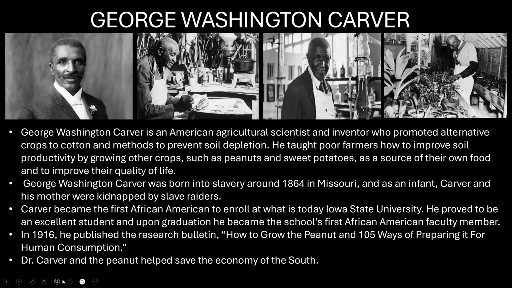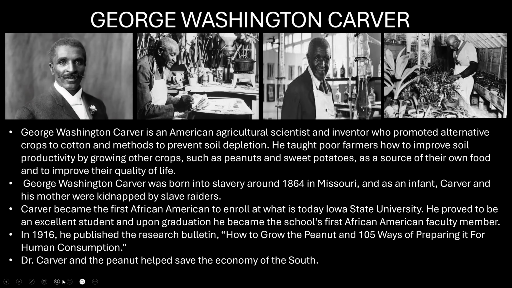George Washington Carver. George Washington Carver is an American agricultural scientist and inventor who promoted alternative crops to cotton to prevent soil depletion. He taught poor farmers how to improve soil productivity by growing other crops, such as peanuts and sweet potatoes, as a source of their own food, improving the quality of their life.